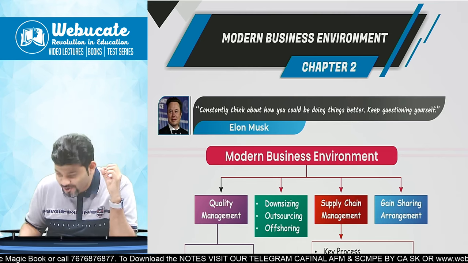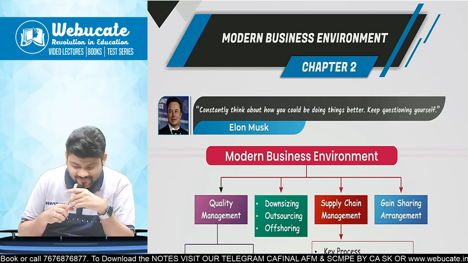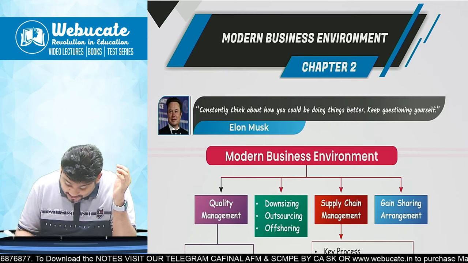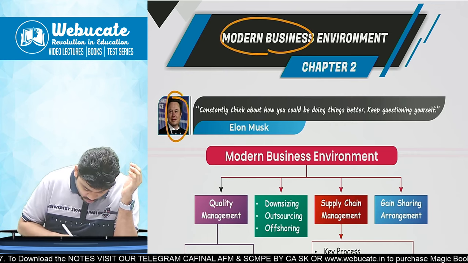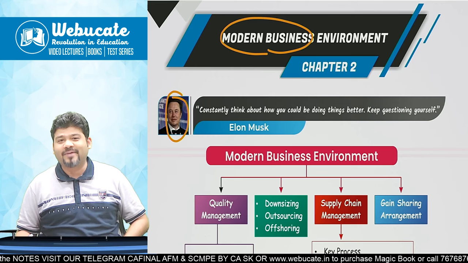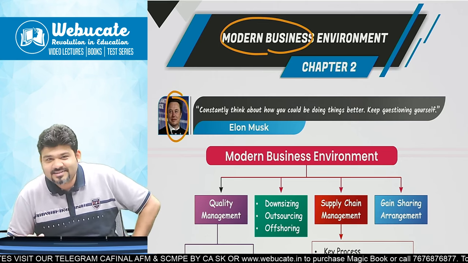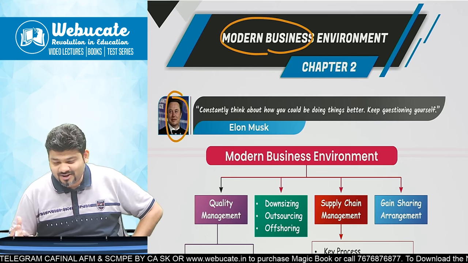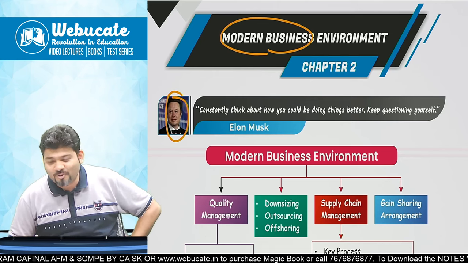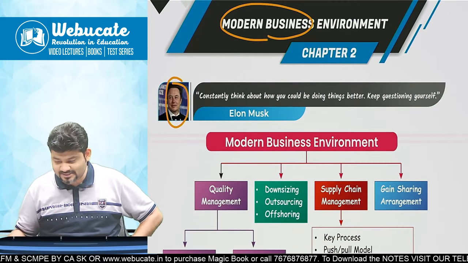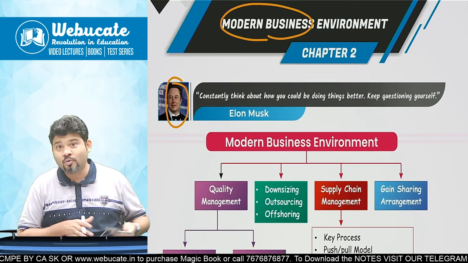Welcoming each one of you in this amazing session on the modern business environment, the chapter that we are now going to start. Wow, very nice chapter, and what a great person to start with, somebody who has actually changed the course of the modern environment, Mr. Elon Musk. Tesla, SpaceX, PayPal, founder, the owner of all of these companies. And indeed, he has changed the landscape of the whole world.